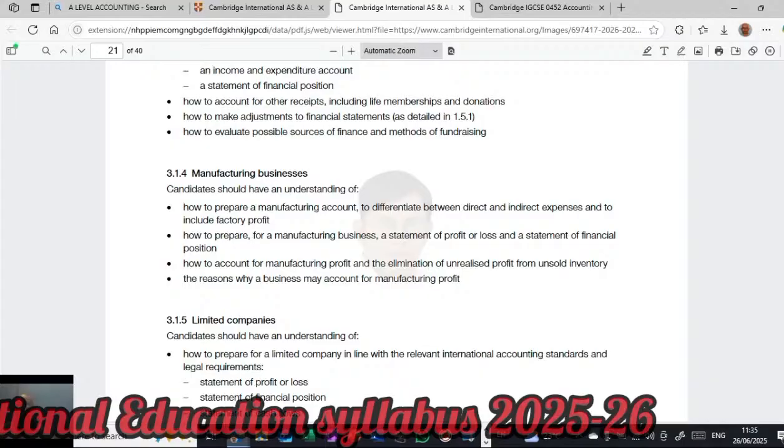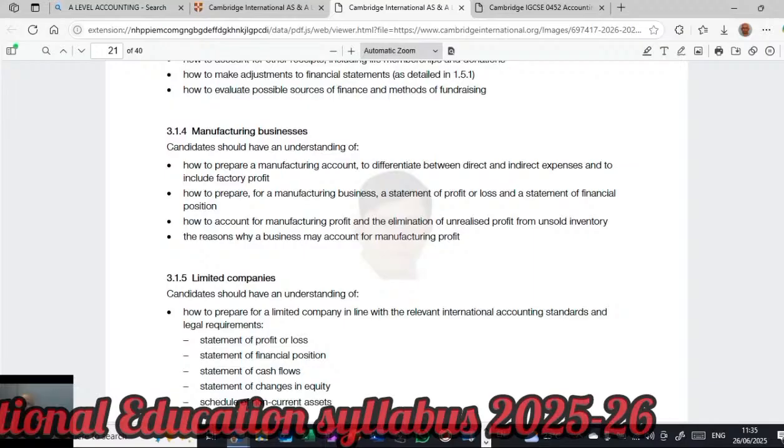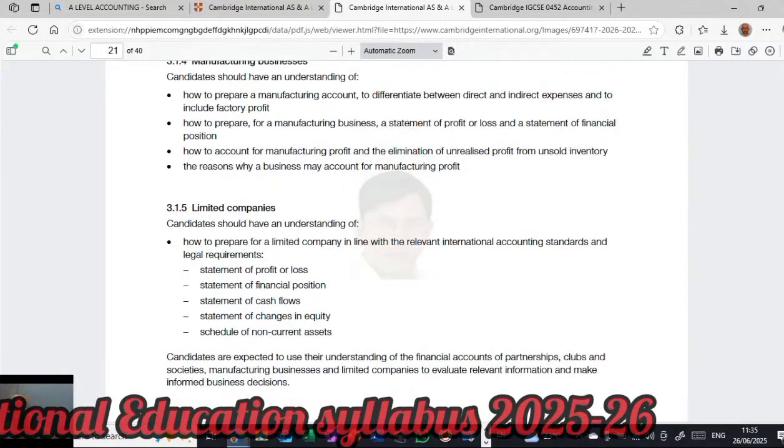How to prepare financial statements of manufacturing firms and limited companies, and what the various concepts related to limited companies are: statement of profit and loss, statement of financial position, cash flow, changes in equity, schedule of non-current assets. Very important aspects, and we will discuss a lot of questions based on this and solve examination-oriented questions. Candidates are expected to use their understanding of financial accounts of partnerships, clubs and societies, manufacturing business, and limited companies to evaluate relevant information and make informed business decisions. You'll be asked to prepare the financial statements of limited companies and of manufacturing business. So in A level, you should have comprehensive knowledge, concepts, and skills.